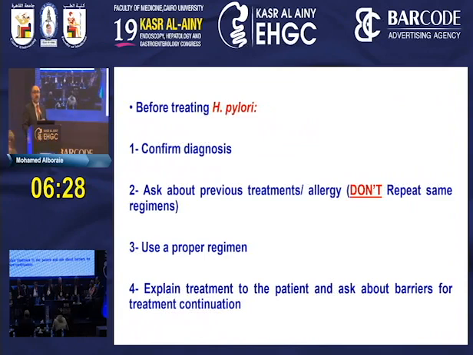If the patient is having some barrier to being compliant, for example, a large number of pills, don't give him a large number of pills. If he is not compliant to many doses of antibiotics, like 4 times a day, don't give him 4 times a day. Give him twice a day, for example, the high-dose dual therapy. So you have to customize the treatment to your patient and ask him if there is any barrier to take his treatment.